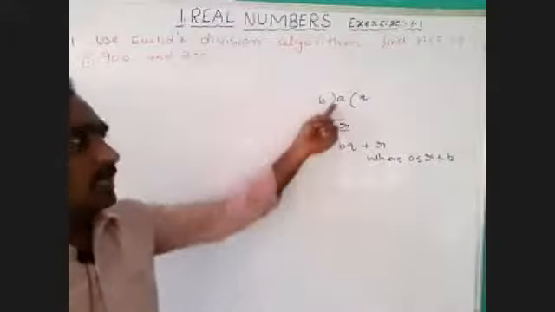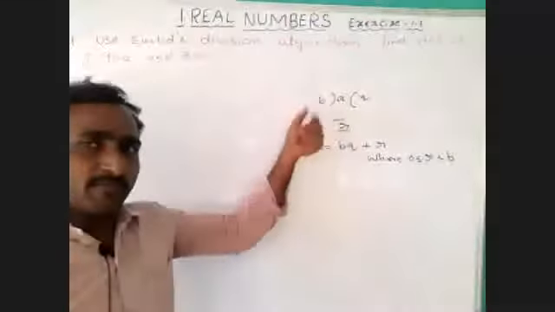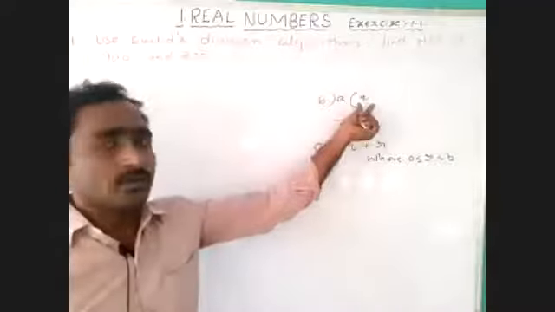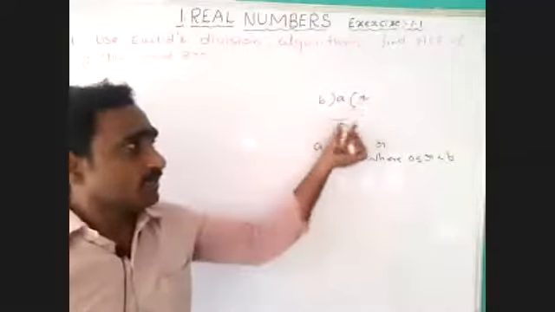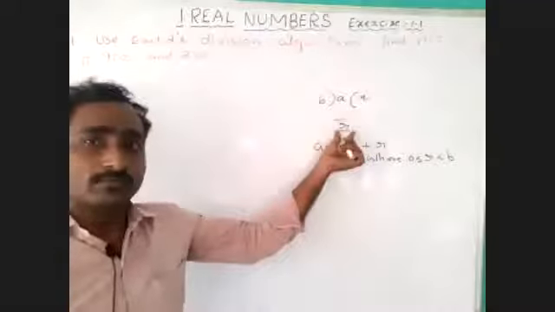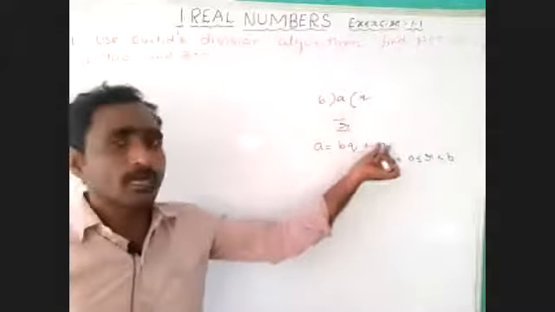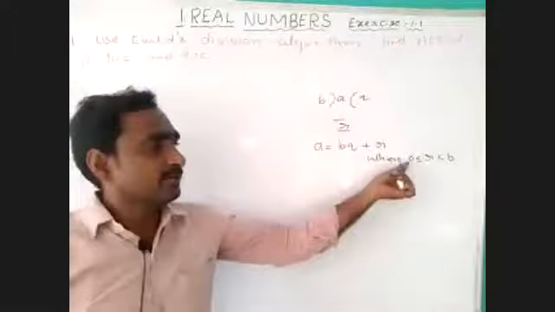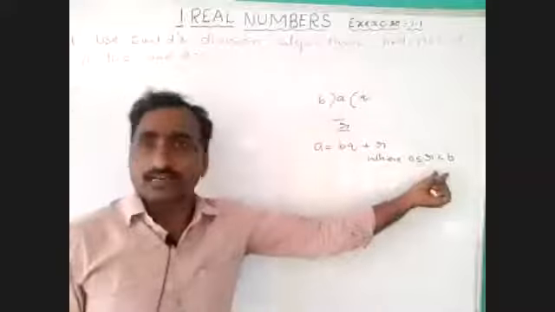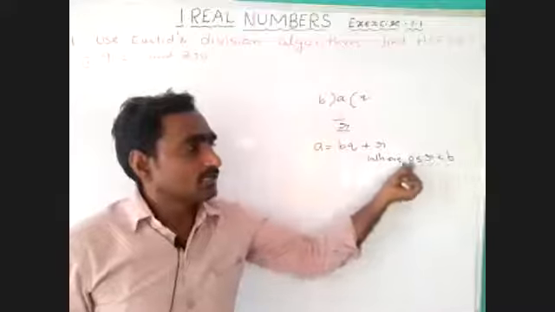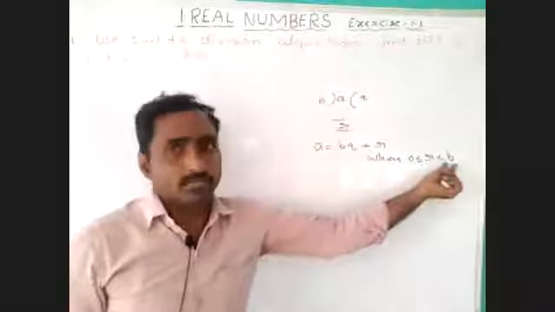A and B are two positive integers. We divide A by B. There exist Q as the quotient and R as the remainder, such that dividend is equal to divisor into quotient plus remainder. The remainder always lies between 0 and the divisor. The remainder is always less than the divisor. So 0 less than or equal to R less than B means R can be equal to 0, but R is not equal to B.